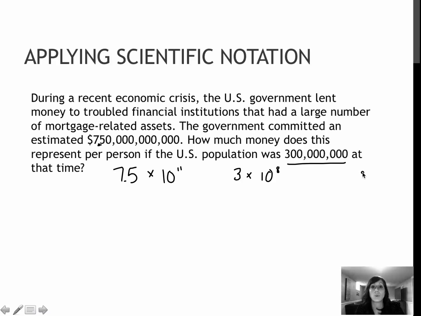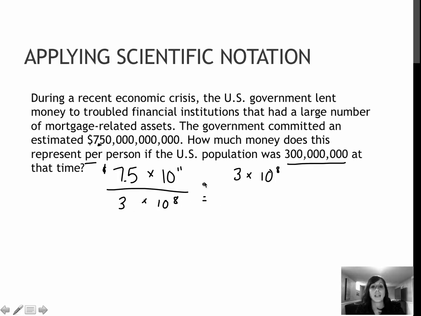So here I need to figure out, am I adding these values, subtracting, multiplying, dividing? Well, if I'm trying to find out how much per person, then that means I'm going to be dividing because I've got a value. So this would be money, and then this would be people. So I'm going to divide these values to find money per person.